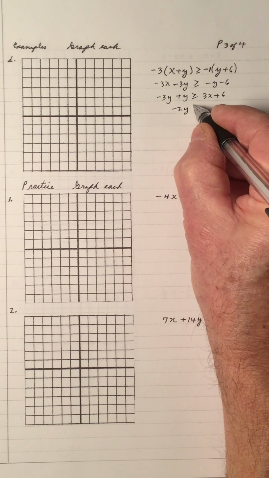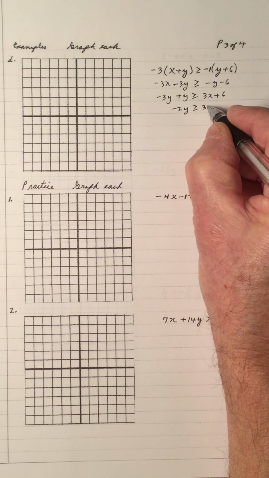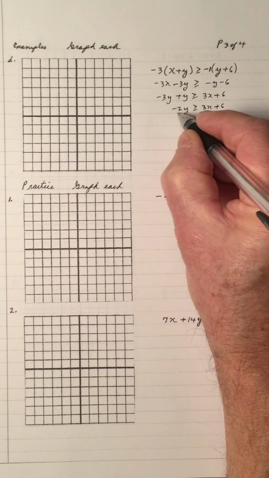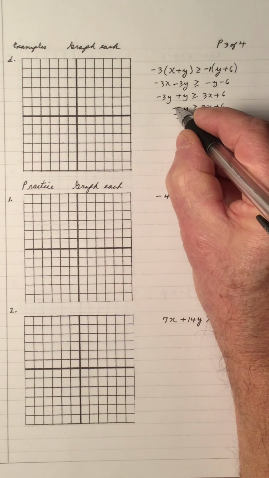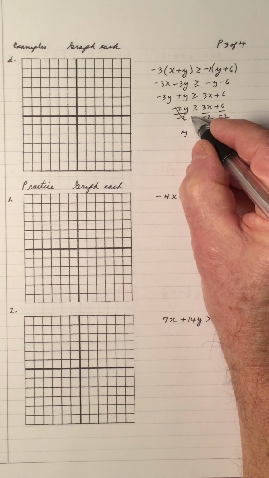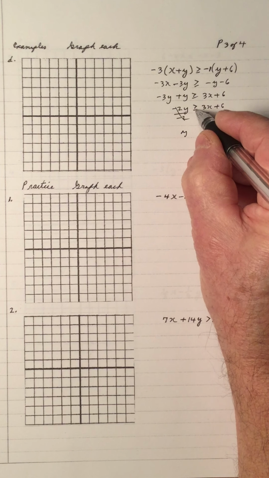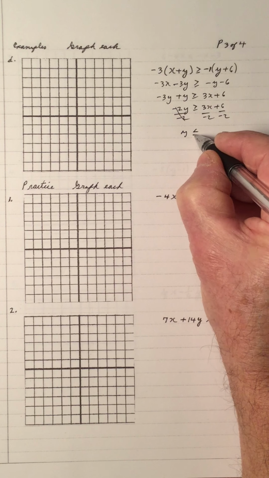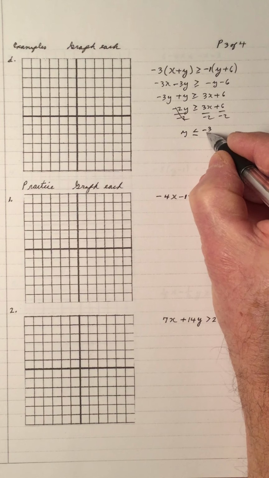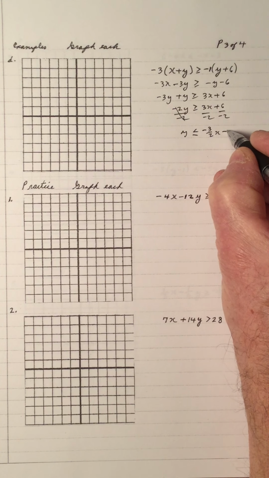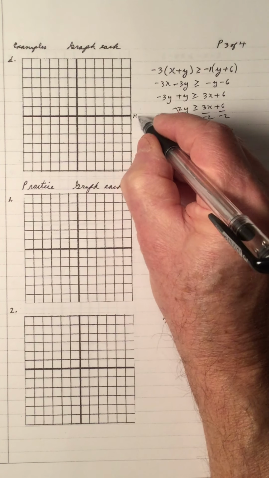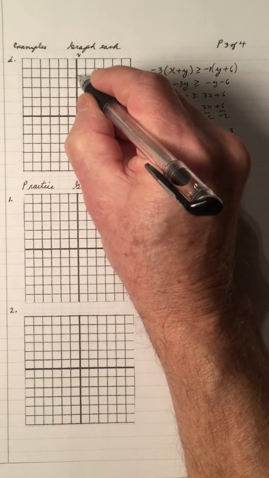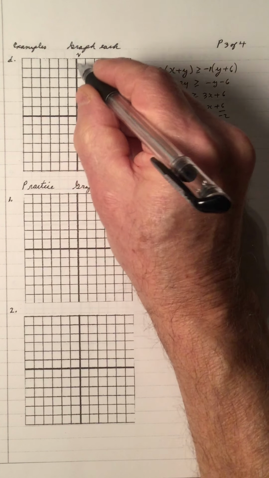Negative 2y greater than or equal to 3x plus 6, divided by negative 2. So the negative 2's cancel. I've got a y. Because I divide by a negative number, the greater than changes to a less than. And that's negative 3 over 2 x minus 3. And again, this is x and y, and we've got everything with a 1 here.